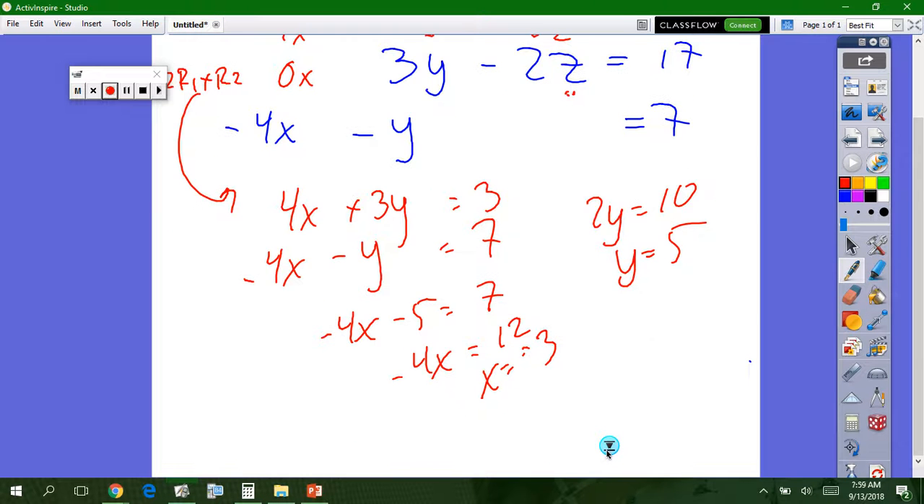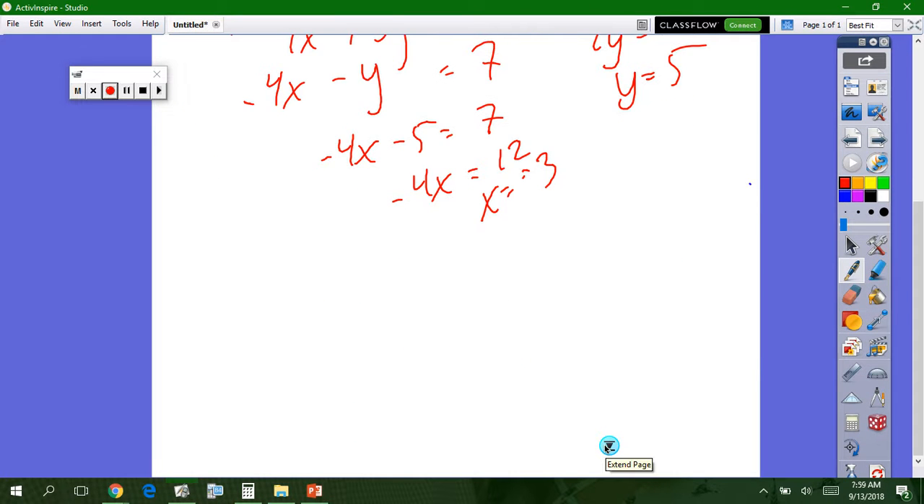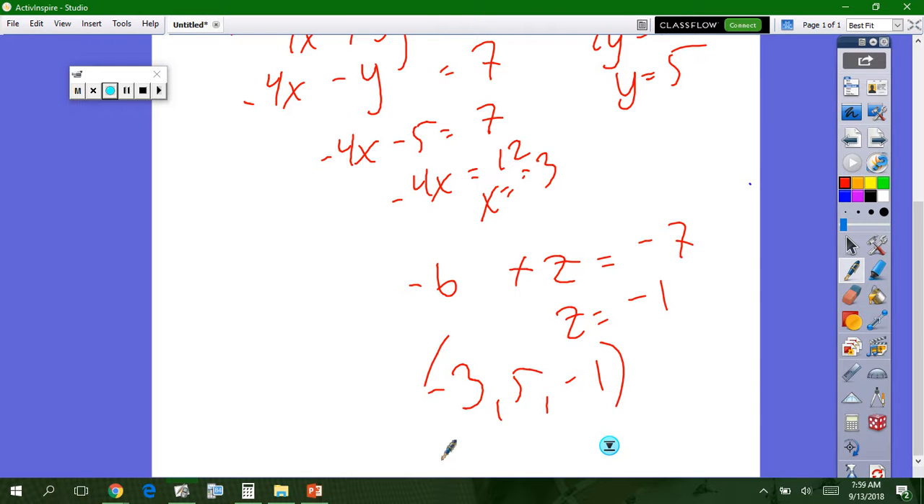Okay, so what was my x again? Negative 3. So I had 2 times negative 3, which is negative 6, plus z. What did that equal? Sorry, I can't see it. Negative 7. Thank you, guys. So if I add the 6 over, z becomes negative 1. So my answer, once again, would be negative 3, 5, negative 1. Okay?